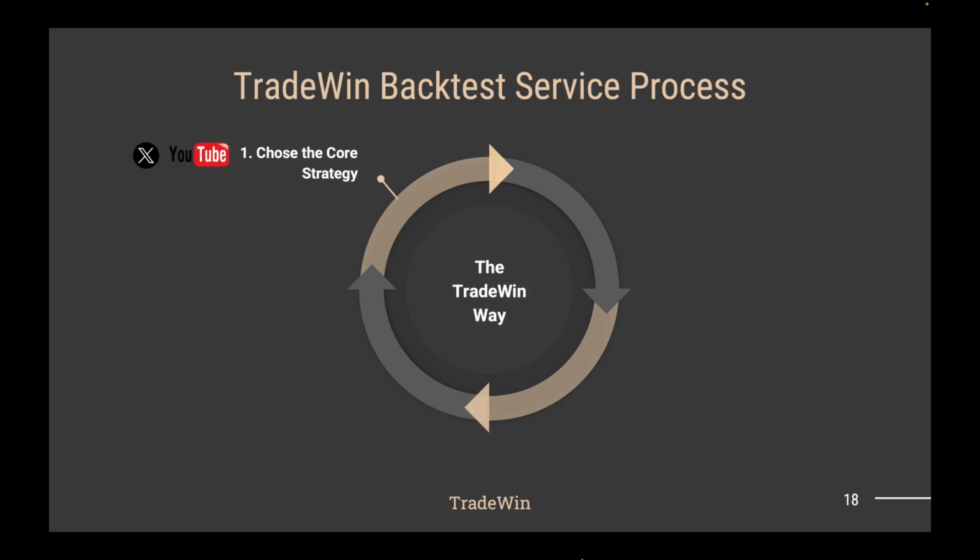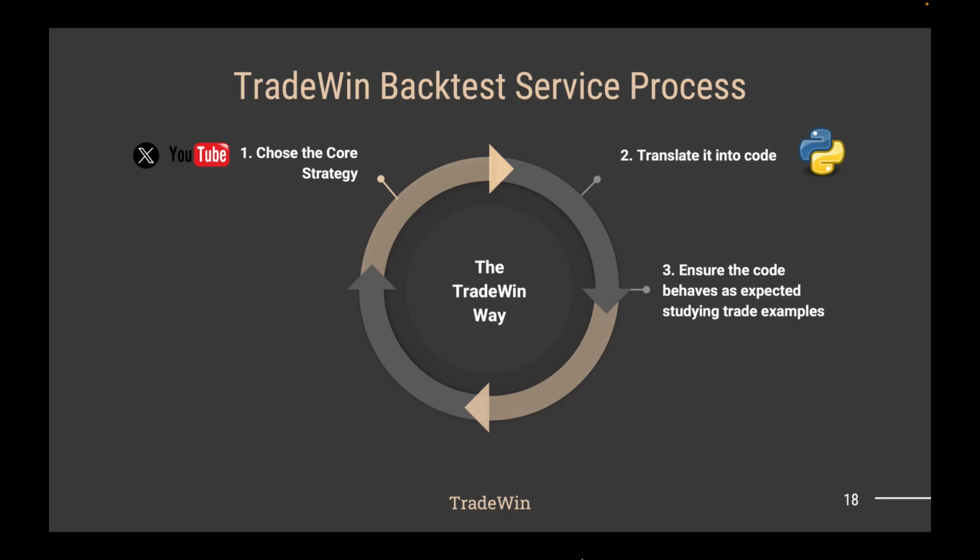Once I got the core strategy, next step is to translate it into code. Anything could be translated into code as the plan is clearly written. For those who are familiar with coding, I like using Python. So once I have translated the strategy into code, I need, of course, to ensure that the code behaves as expected. For that, I exchange messages with my clients. We study specific trade examples and I verify the code behaves as expected.